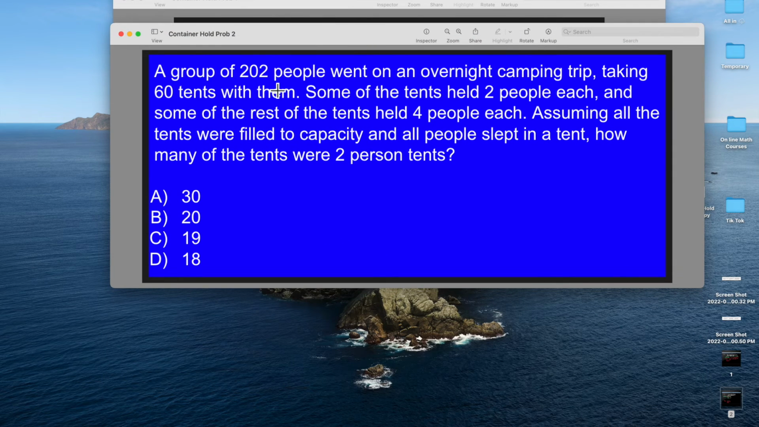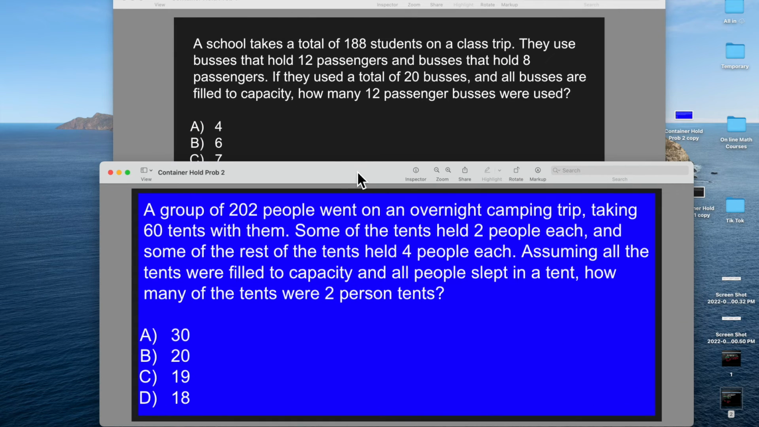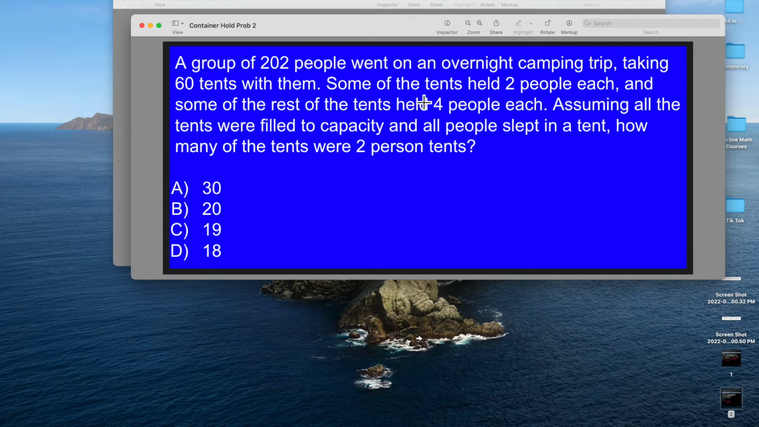We have a group of 202 people overnight camping, 60 tents. Here the container is a tent. Here the container is a bus. Some of the tents hold 2 people each, some of them hold 4 people each. These are our 2 choices. Assuming all the tents were filled, how many of the tents were 2-person tents?